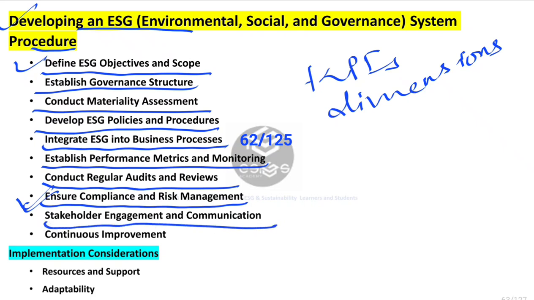Stakeholder engagement and communications. We need to have the engagement strategy. We need to develop a stakeholder engagement plan or strategy to solicit the feedback, address the concerns, and communicate ESG initiatives performance. Also, we need to take care of the transparency and reporting. We prepare and publish ESG disclosures, reports, and communications to stakeholders, demonstrating transparency and accountability.